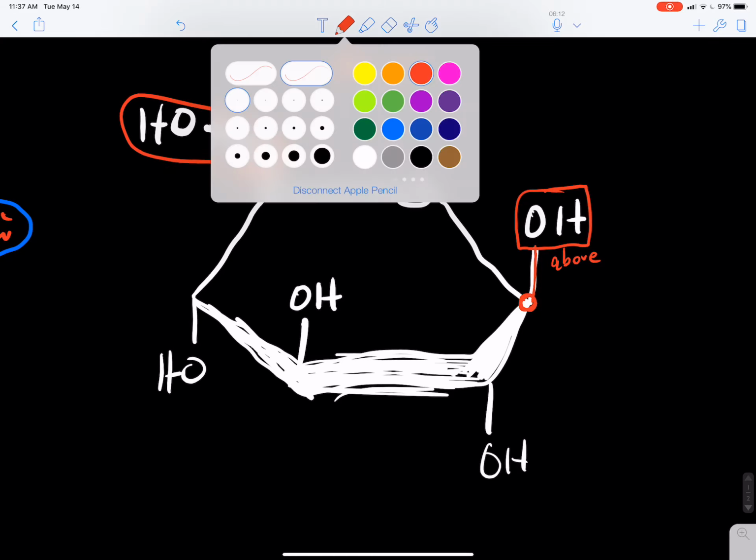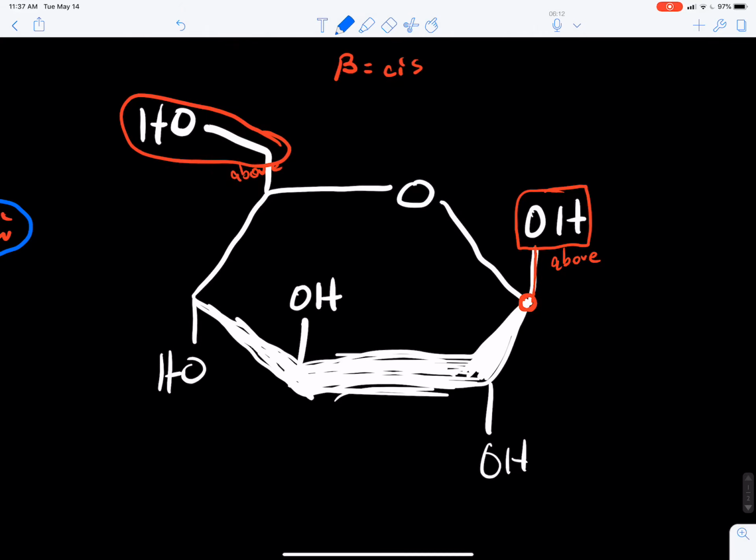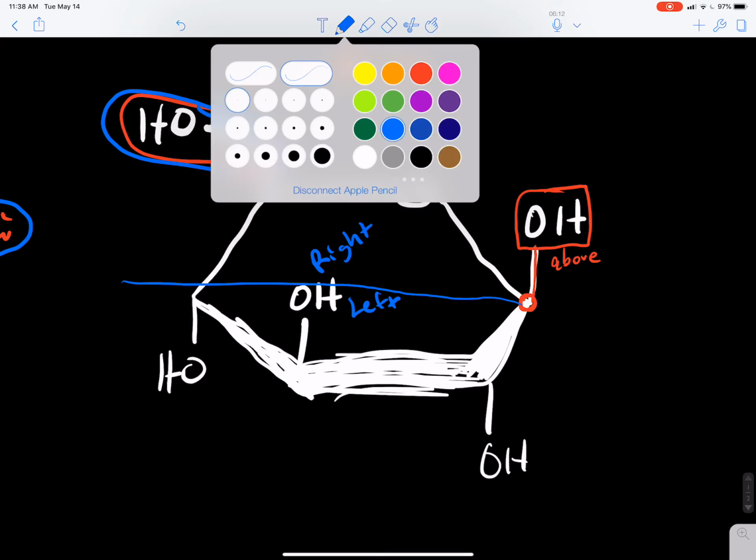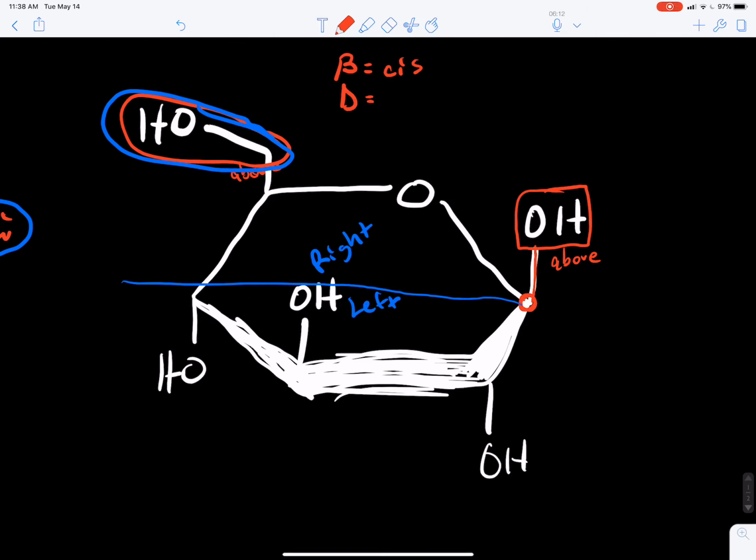Next we imagine ourselves as the anomeric carbon, looking down the ring. This is the right side, this is the left side, and our group up here falls on the right side, so this is going to be a D sugar as well, D because it's on the right. So this sugar then is beta-D-glucopyranose.